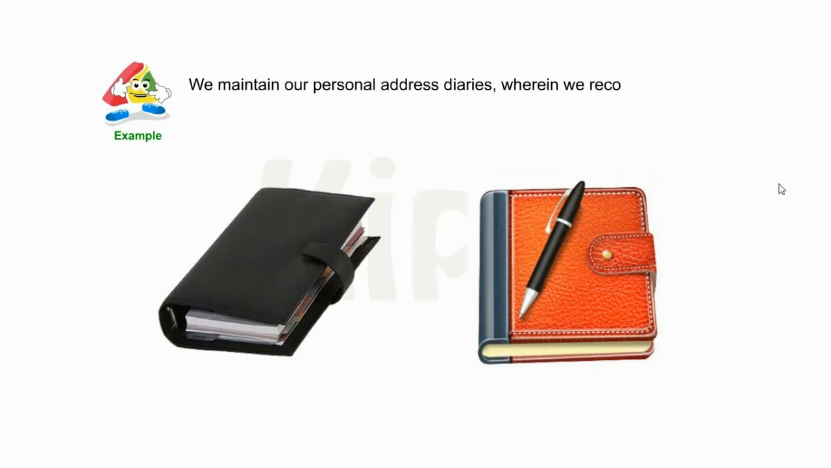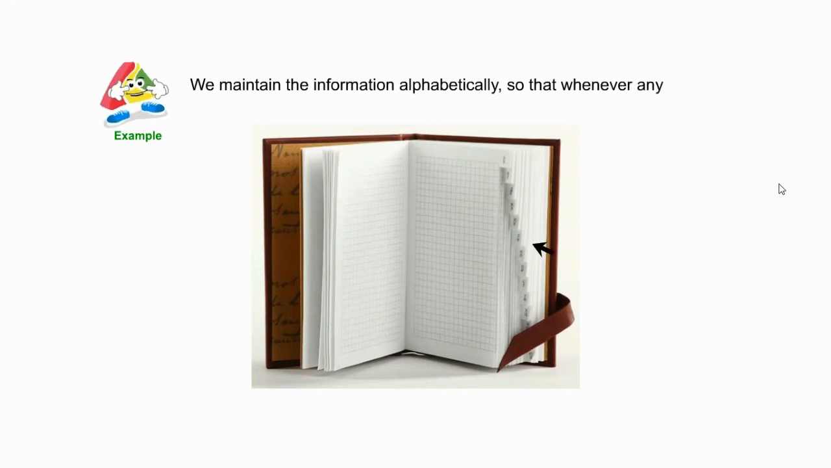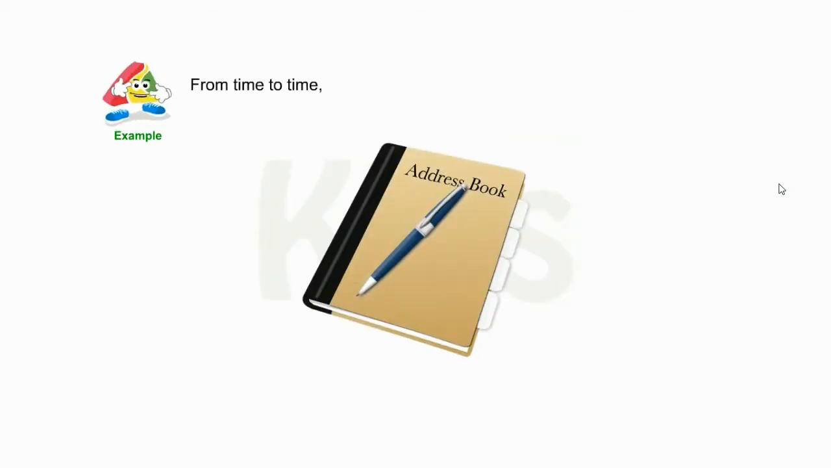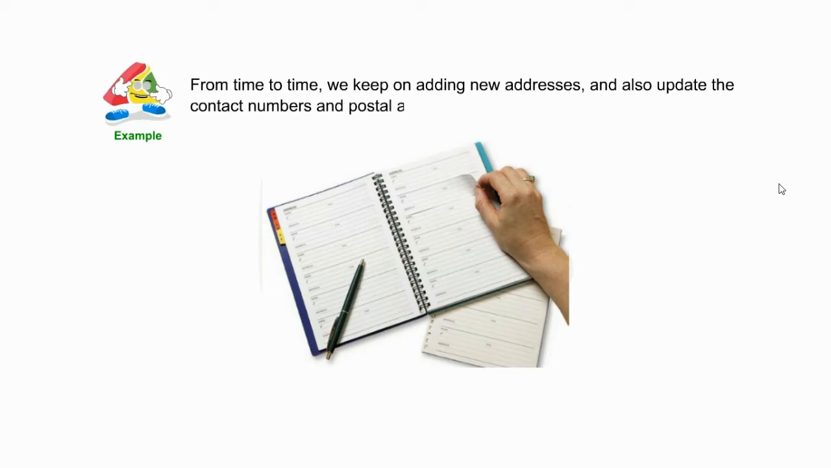Example: unknowingly, we all use database in our daily life. We maintain our personal address diaries, wherein we record addresses and telephone numbers of our friends. We maintain the information alphabetically so that whenever any information is needed, we could browse and extract the information quickly. From time to time, we keep on adding new addresses and also updating the contact numbers and postal addresses of our friends if there is any change.